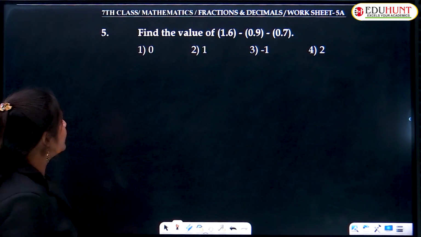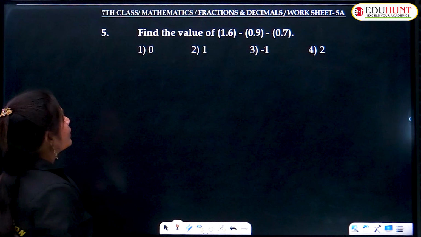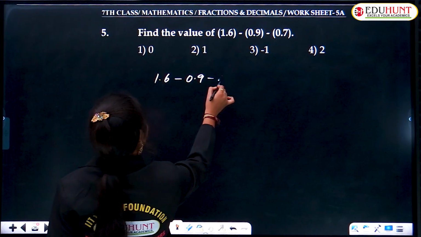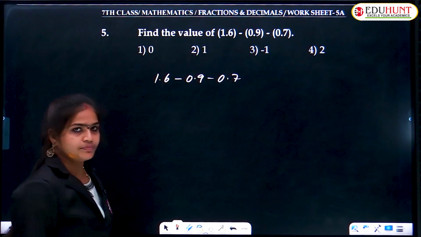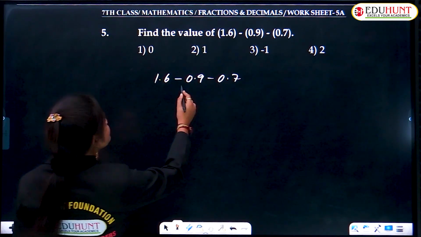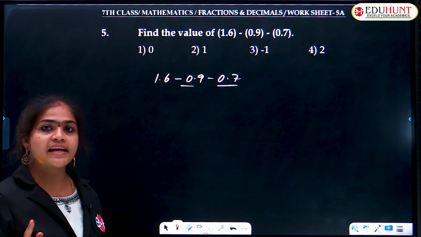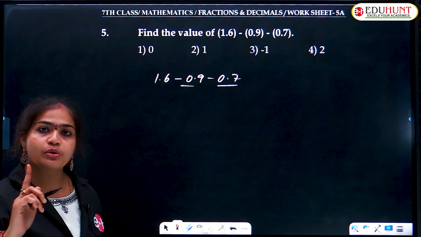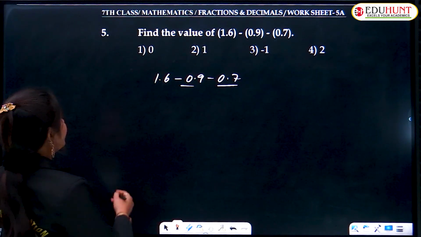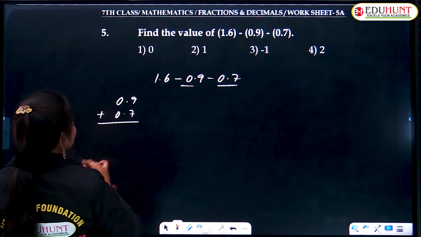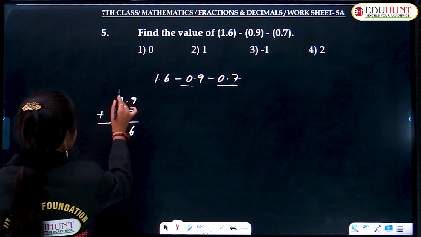The fifth one says: find the value of 1.6 minus 0.9 minus 0.7. Okay, see that these two numbers have the same sign. Which two numbers have the same sign, either positive or negative? First you have to add those two numbers. Now 0.9 plus 0.7. How much will you get? 9, 10, 16, 1.